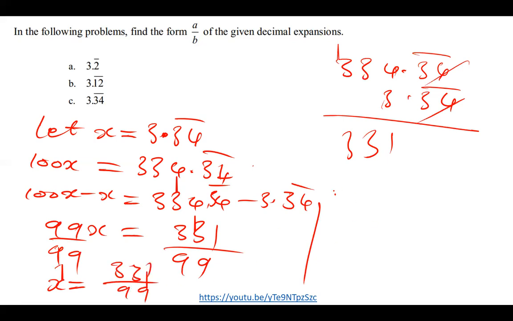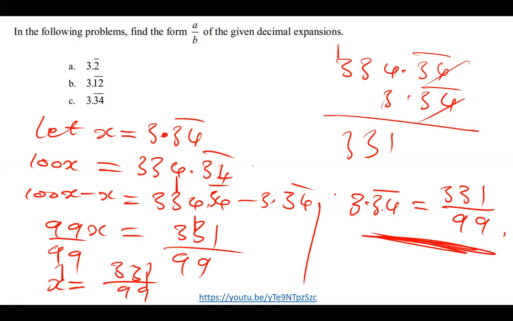So can we reduce this? It's not possible. If we can't reduce it, then we just say 3.34 repeating is equal to 331 over 99. So that is exactly what you are supposed to do when you've been asked to express the repeating numbers in fraction form. Do you have any questions?